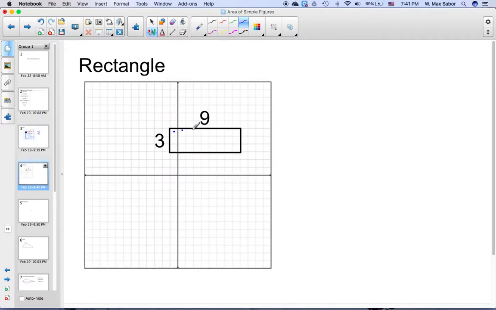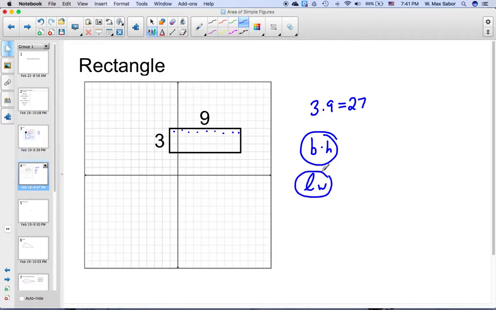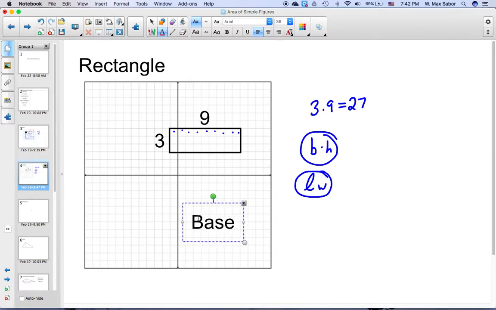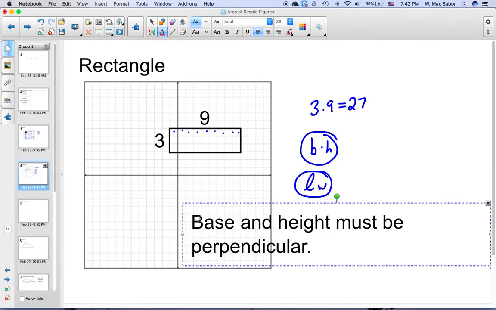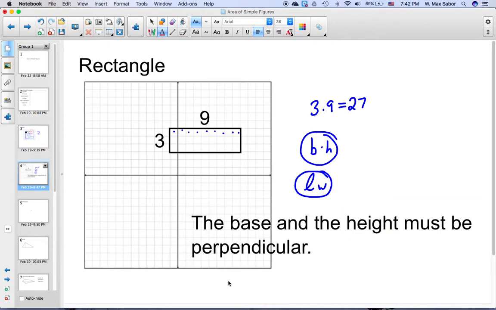For a rectangle, there are 9 for each row, and there are 3 rows, so if we add those up, we'll have 9 plus 9 plus 9, or 3 times 9 is 27. And in general, that's base times height. You could say that it's length times width. That's also fine. The important thing here is that the base and the height must be perpendicular in order for them to be your base and height of a rectangle.